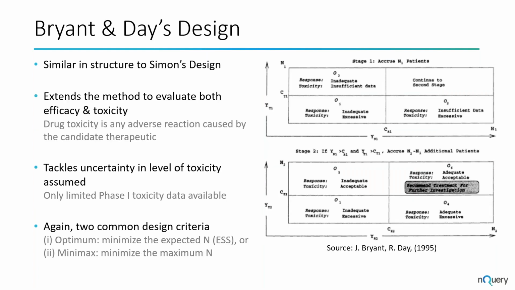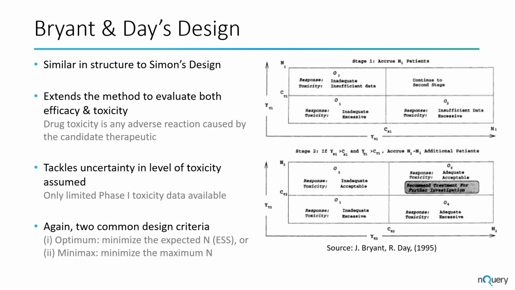As I mentioned earlier, a popular extension of Simon's design is Bryant and Day's design, proposed in a 1995 paper by Bryant and Day. It's similar in structure to Simon's design, but it's a bit more adaptive, and it extends the method to also incorporate early stopping for toxicity. Toxicity here means an adverse event such as pain, headaches, nausea, etc. Obviously, if there are any concerns during a trial around unacceptable side effects, the trial will be stopped. But the idea with the Bryant and Day design is to have this toxicity assessment formalized as part of the study protocol.